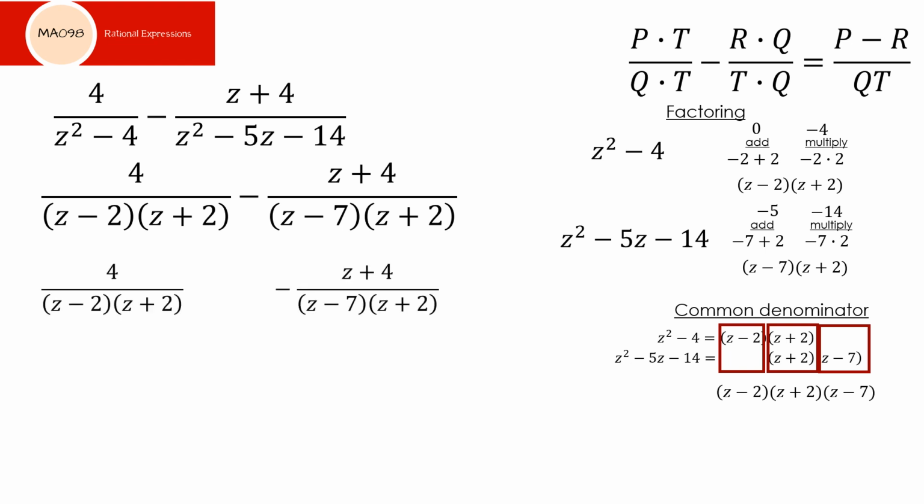Now I rewrote it with a bunch of spaces here, because for the first one, we do have a z minus 2 and a z plus 2, but we're missing the z minus 7, so we need to put that one in. In the second fraction, we have z minus 7 and a z plus 2, but we don't have a z minus 2, so we need to put that one in. Yup. Hopefully you have this written because I have to go to the next screen.